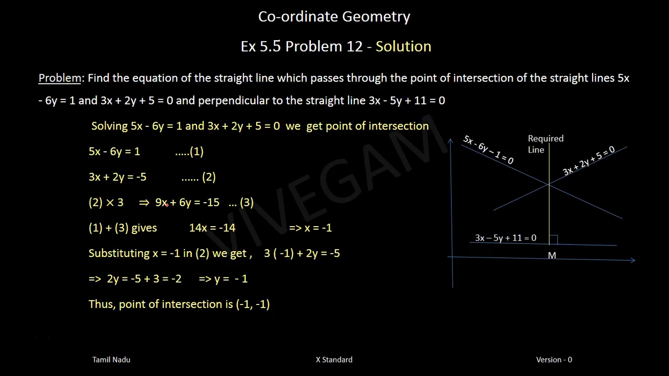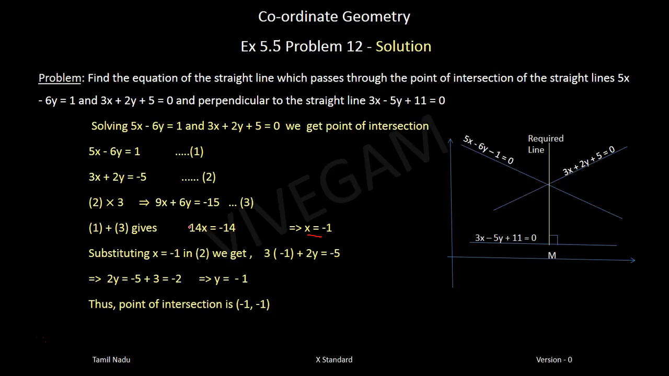So 5x plus 9x is 14x, and minus 6y plus 6y gets cancelled, it will become 0. Then 1 plus minus 15 is minus 14. So 14x equal to minus 14, or x will be equal to minus 1.